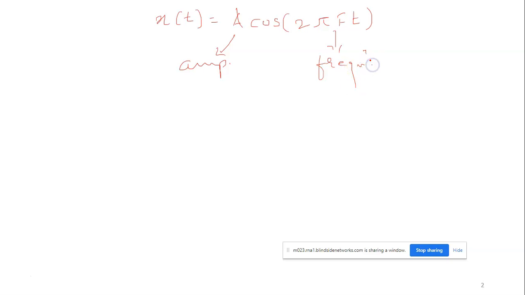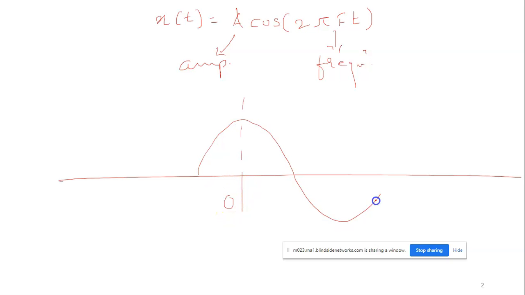A sine wave, for simplicity, we represent in the form of a cos function. So x(t) = A cos(2πf t). Here A is the amplitude and f is the frequency of the sine wave. Now if I have to plot this, how will I plot it? This is 0 and it will be plotted.